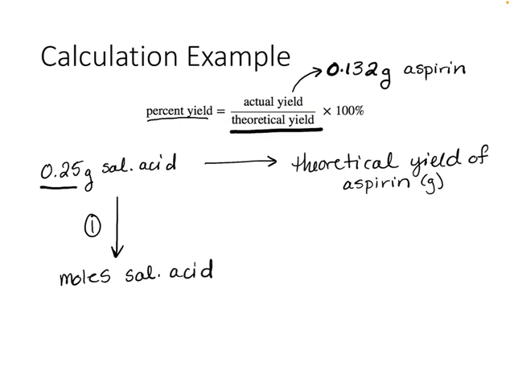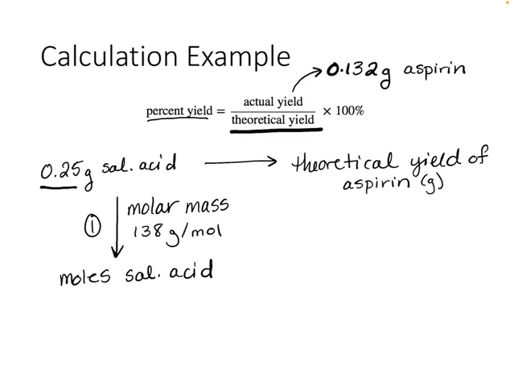Now, do you remember how to go from mass to moles? What do we need to do that? We need the molar mass. In particular, we need the molar mass of salicylic acid. Luckily, your lab manual already has that listed towards the end under the calculations and report section. So we're told that the molar mass of salicylic acid is 138 grams per mole.